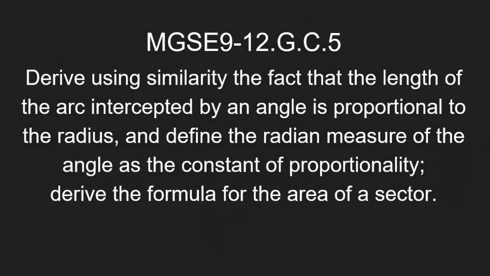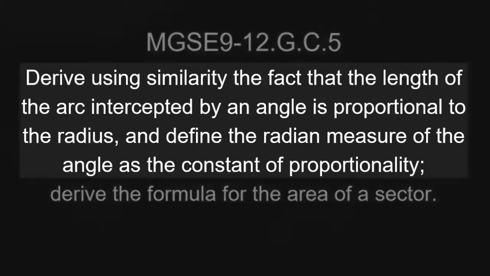This video will discuss the first part of MGSE 9 through 12 G.C.5. Derive using similarity the fact that the length of the arc intercepted by an angle is proportional to the radius, and define the radian measure of the angle as the constant of proportionality. This portion of the standard serves as the introduction of the radian measure to students in the geometric content, as well as the introduction to calculating arc lengths.